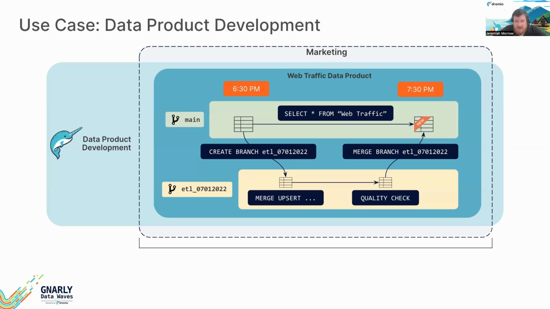With data as code, our data product that we are presenting to our end users is the main or production branch. And we use an ETL branch to bring new data in. We can do all of our testing. We can even run a dashboard against the branch to make sure everything is working once we've added the new data, and the new data is represented in the results.